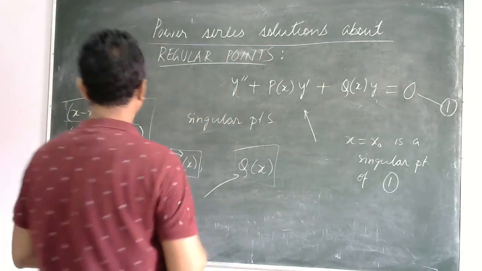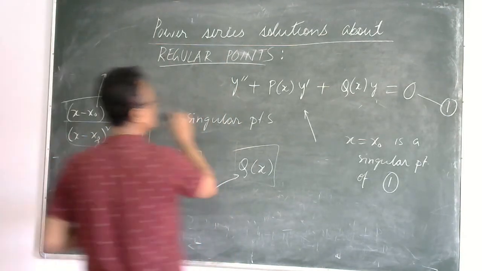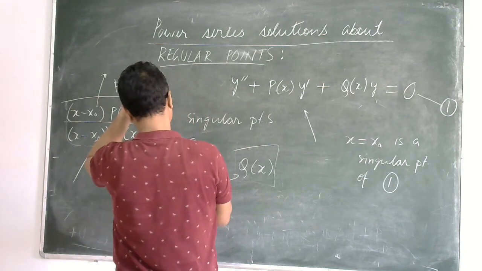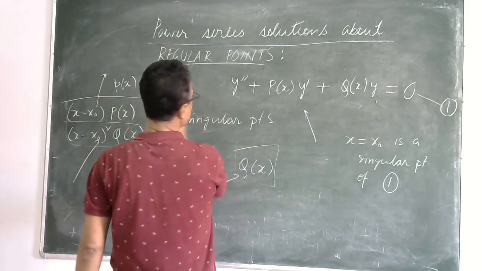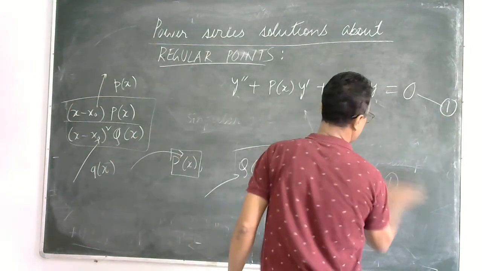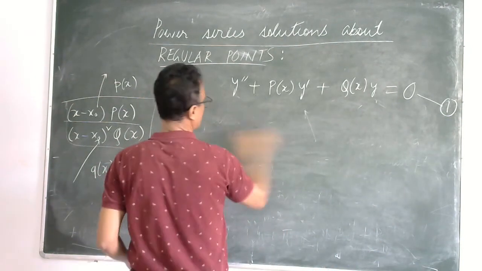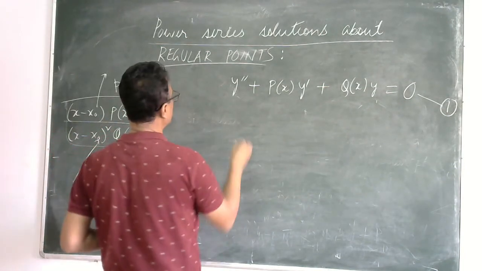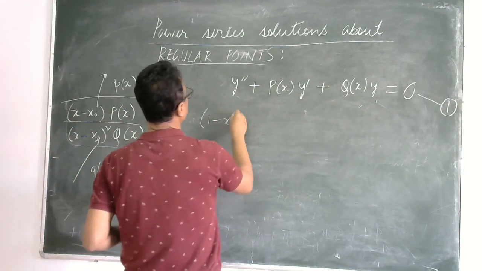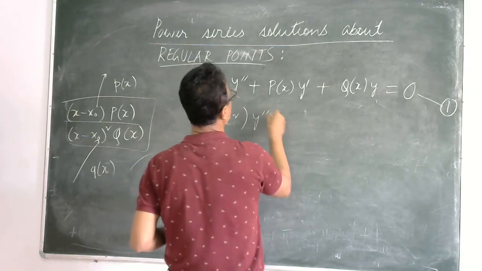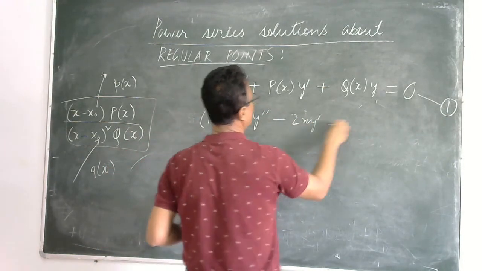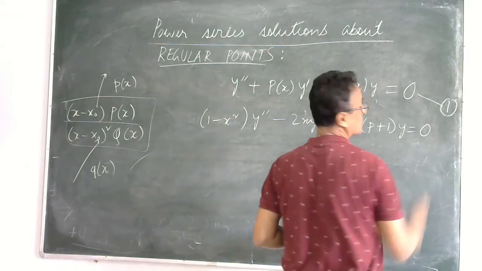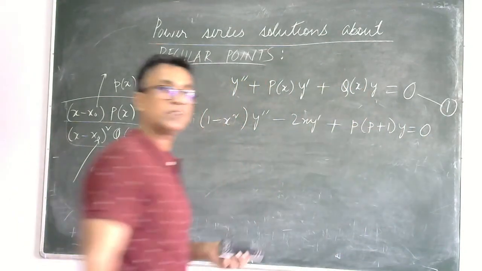Fine. So now, if you recall, yesterday I was considering Legendre's equation. If you recall, it was: 1 minus x squared y double prime minus 2xy prime plus t into t plus 1 y equal to 0, right? So this is nothing but Legendre's equation.